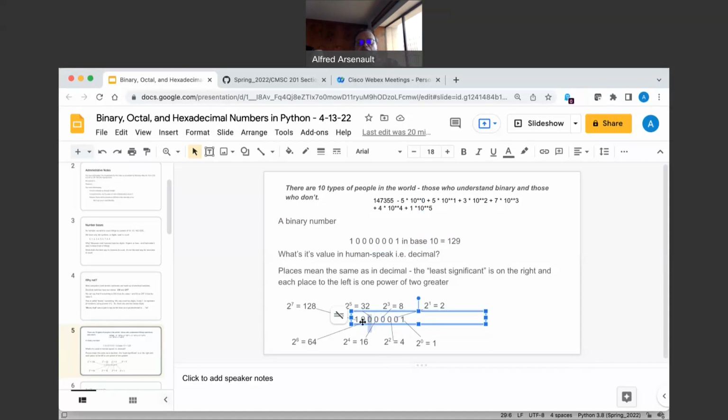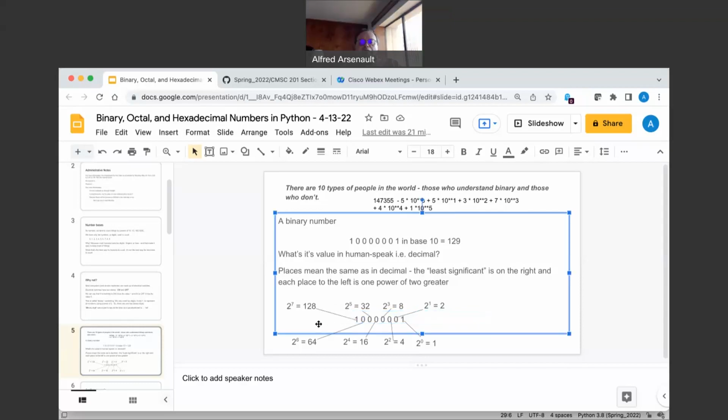How many 32s do you have? How many 64s do you have? How many 128s do you have? So in this case, we can see we have 1, 128, and 1, giving us this value, 1 0 0 0 0 0 0 1 in base 2, is equal to 129 base 10.